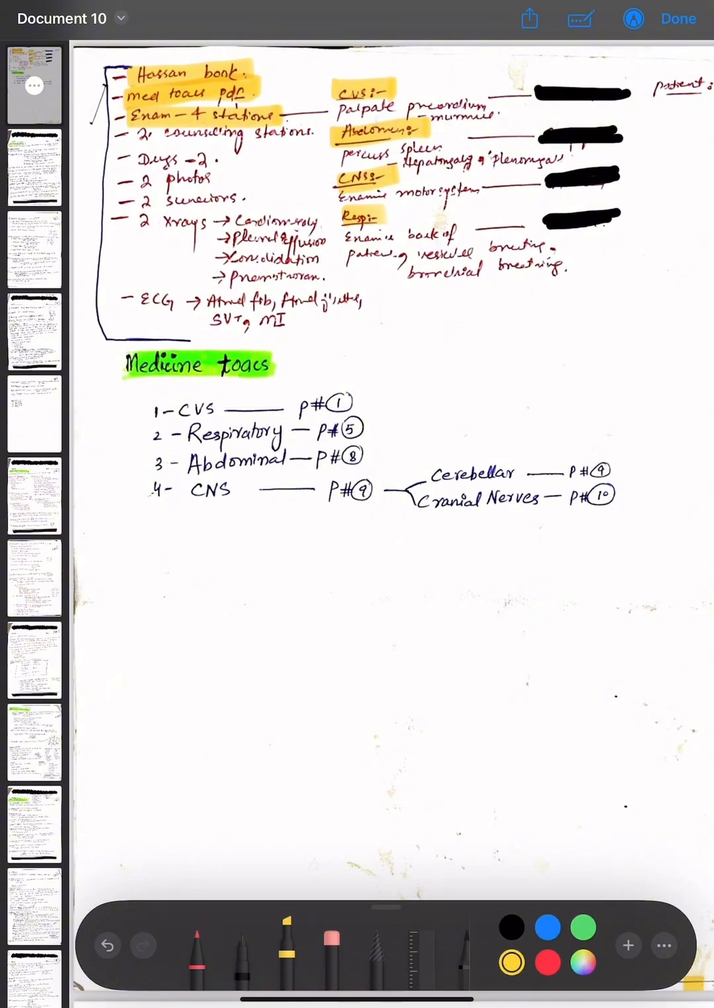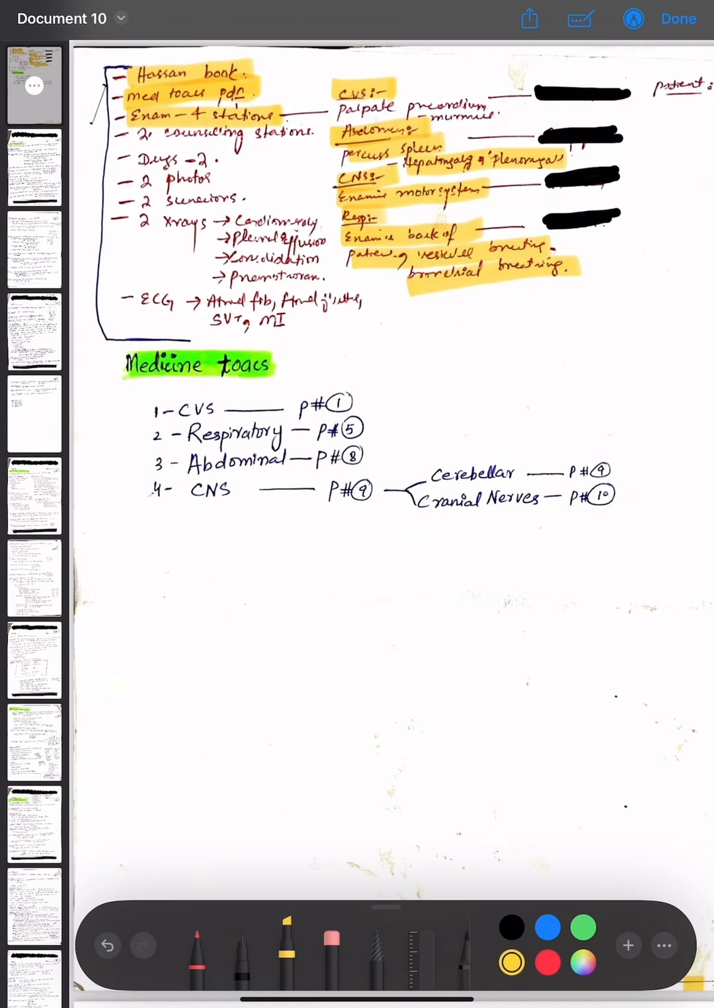In the abdomen, the most important commands that are given are to percuss the spleen, and hepatomegaly and splenomegaly. The most common question asked in the CNS is to examine the motor system, and in the respiratory system it is to examine the back of the patient, and vesicular breathing and bronchial breathing. Okay, so these are the important examination stations.